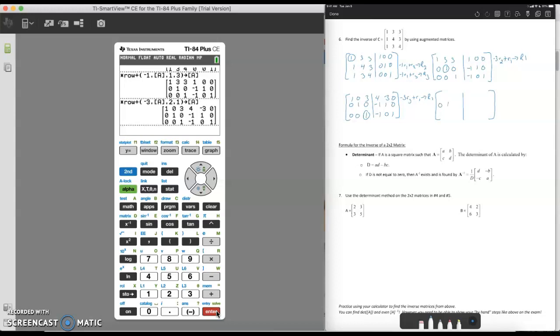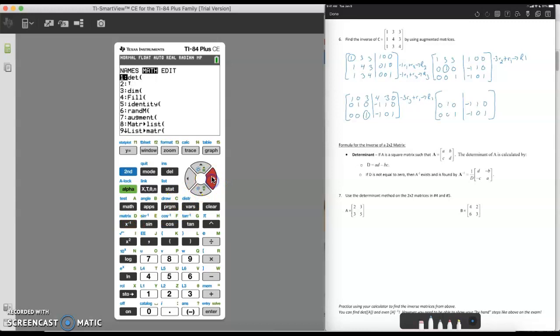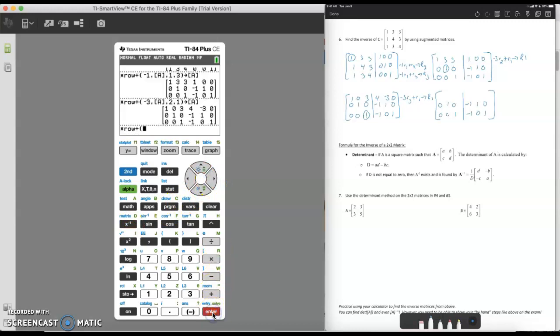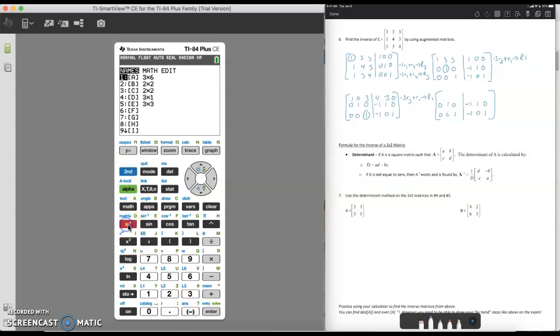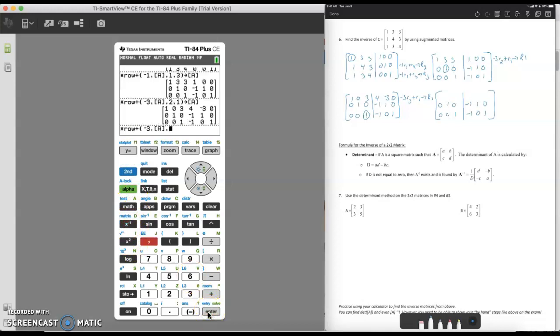So 0, 1, 0, -1, 1, 0 as row 2 is finished. 0, 0, 1, -1, 0, 1 as row 3 is finished, and we just need to fix that top row. So second matrix math times row plus one last time, a -3, matrix A again, this time to row 3 in order to change row 1 and store it one last time.